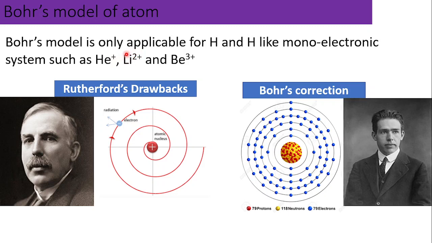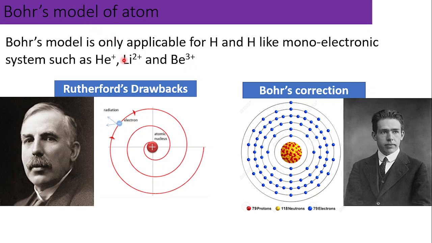Similarly, in the case of lithium 2+, lithium has atomic number 3. That means there are 3 electrons and 3 protons. But since it is dipositive, it is deficient of 2 electrons. That means only 1 electron is present. Similarly, beryllium 3+ has only 1 electron, although beryllium has atomic number 4. That means in a neutral beryllium atom, there are 4 protons and 4 electrons, but in the ion beryllium 3+, there is only 1 electron. So hydrogen, helium plus, lithium 2+, and beryllium 3+, which have only 1 electron, can obey Bohr's model of atom.